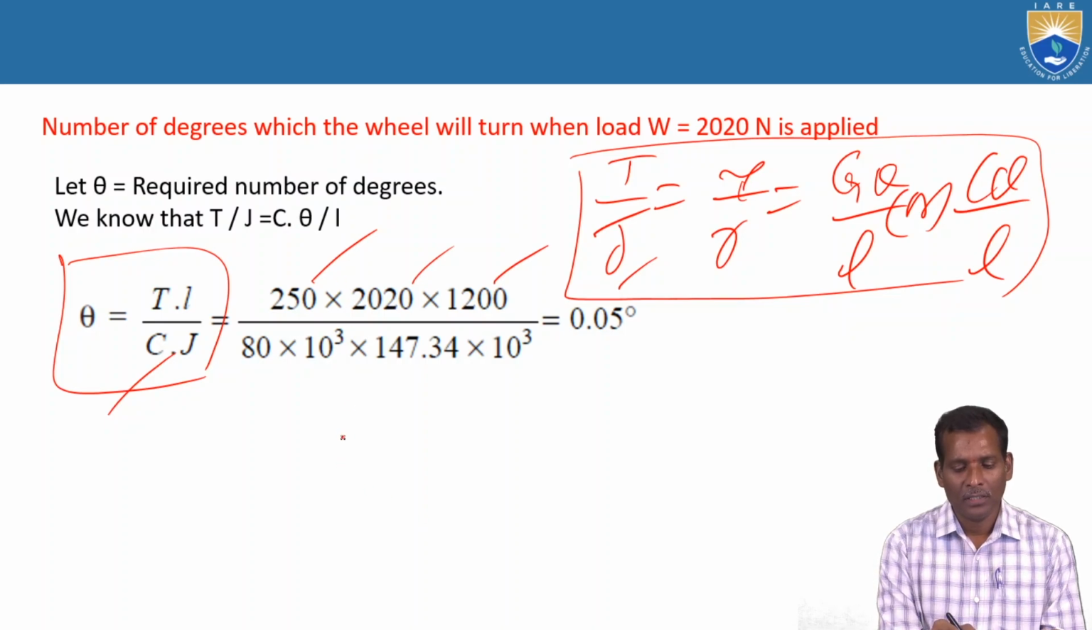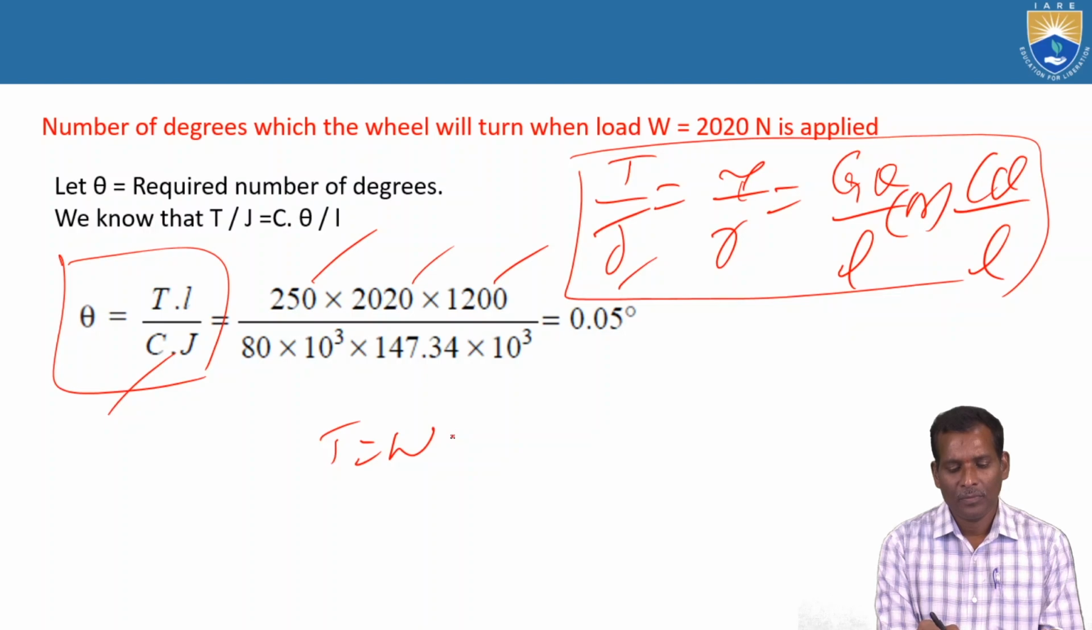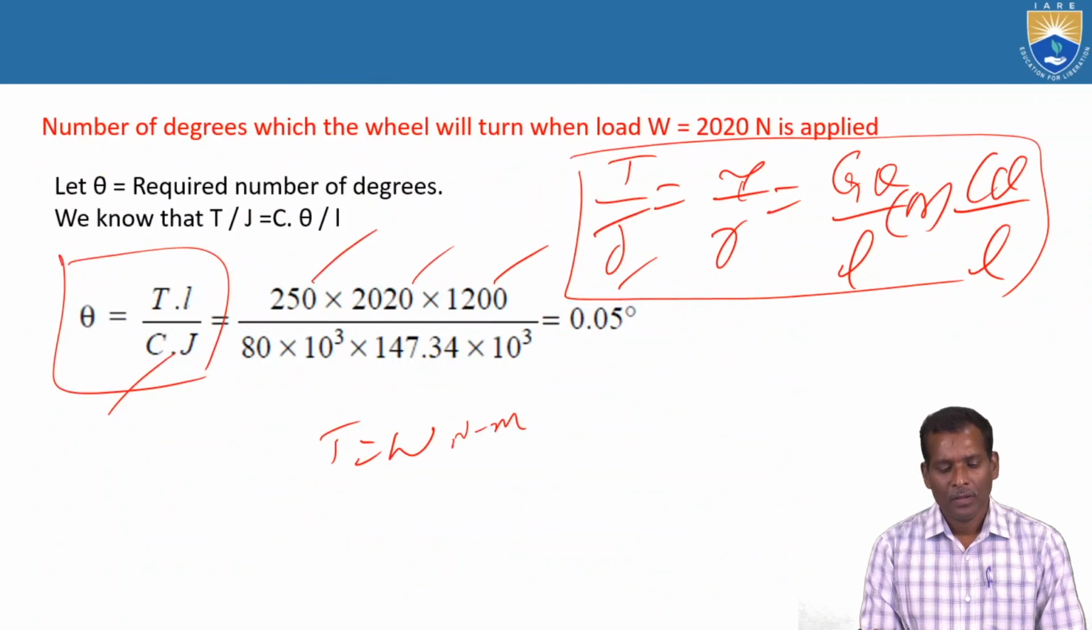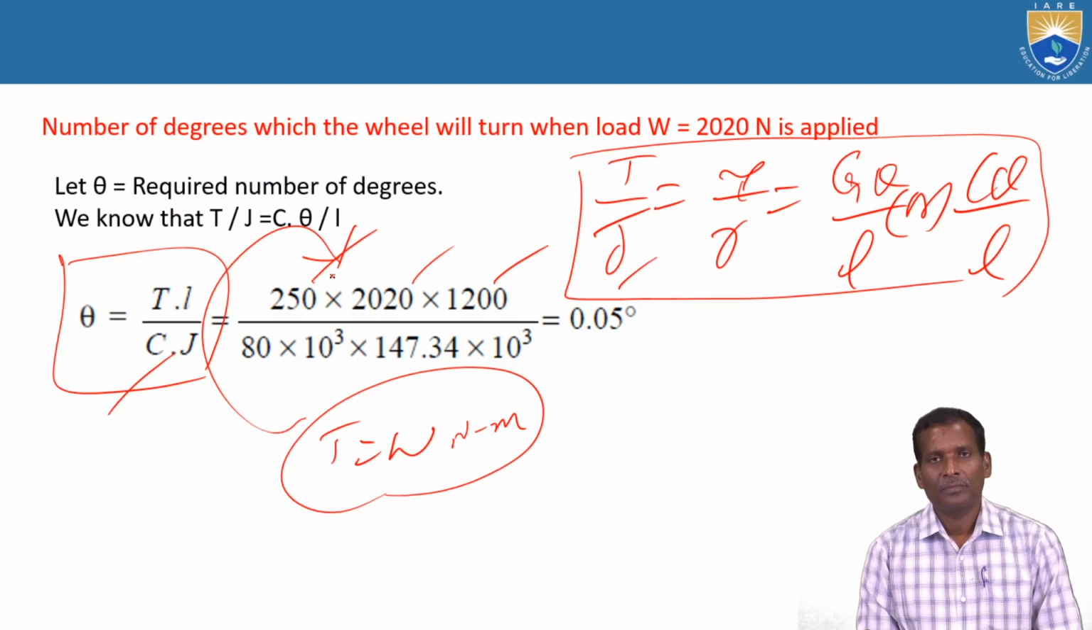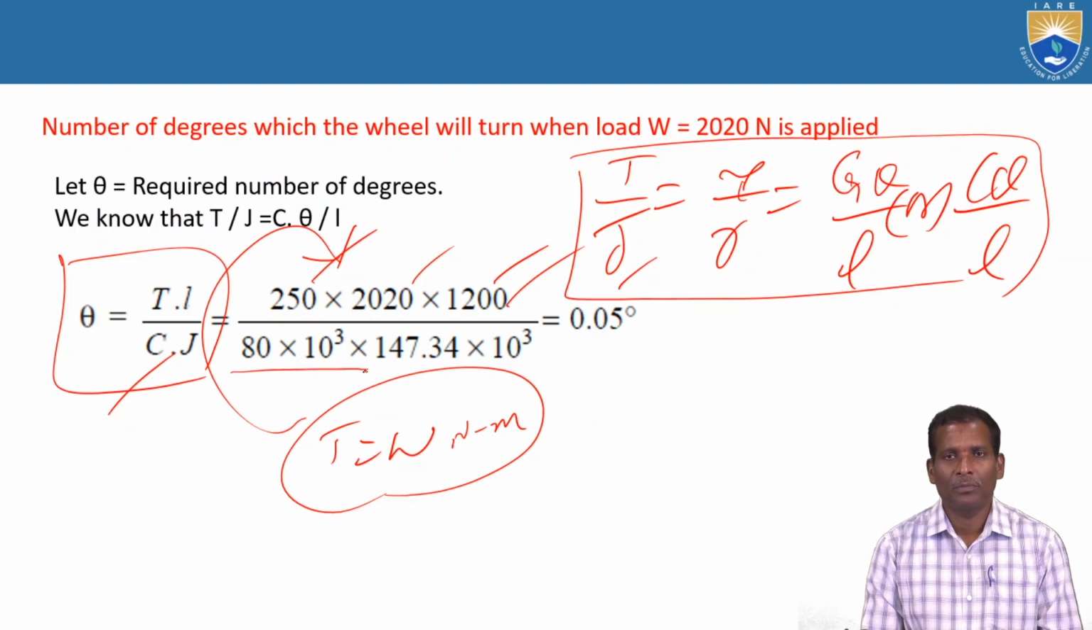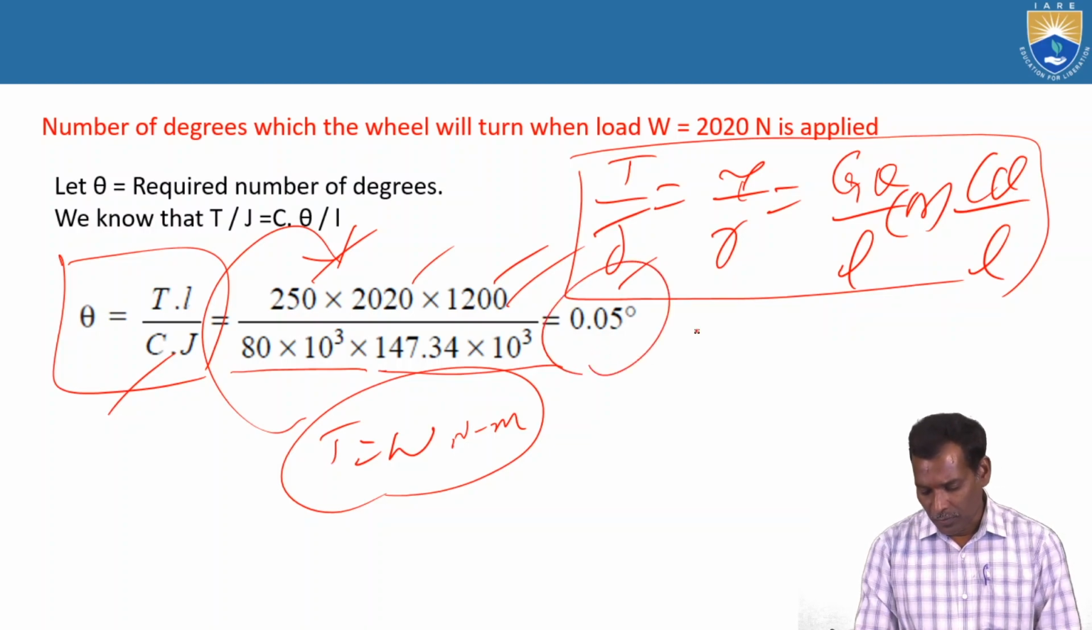And the torque is W, in Newton meter. In the previous step, W was calculated in Newton mm. So here substitute this value, W already calculated, 2020, multiply with the radius, and you will get the torque. Then the length 1200 mm, and the modulus of rigidity given in your problem, 80 into 10 cube, and J the polar moment of inertia. So you will get 0.05 degrees theta.